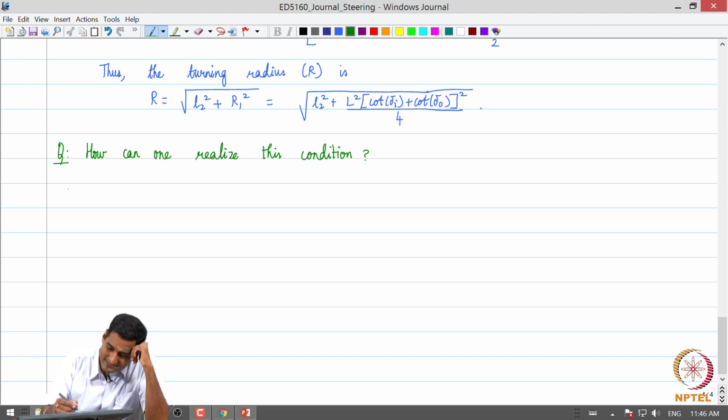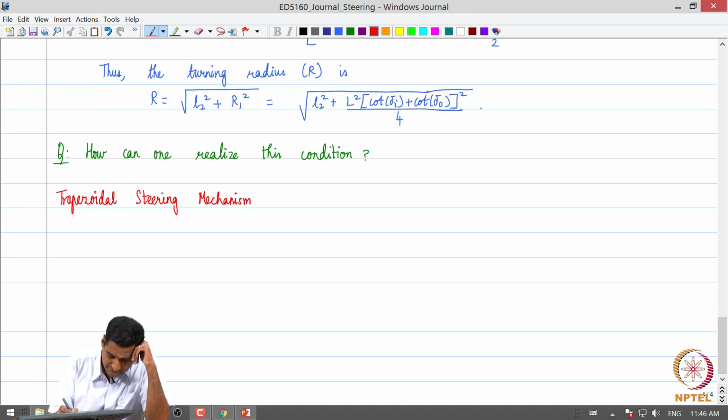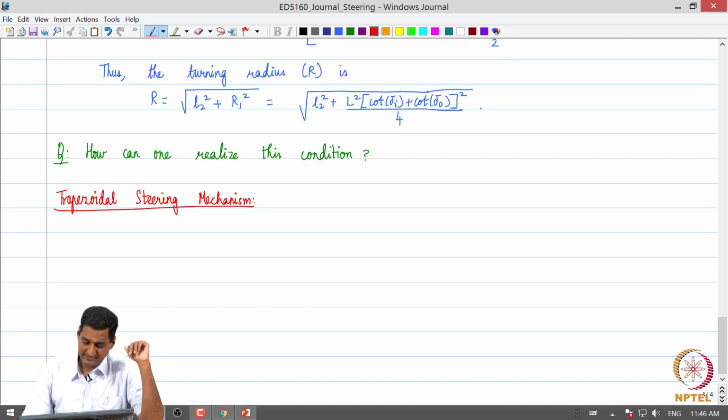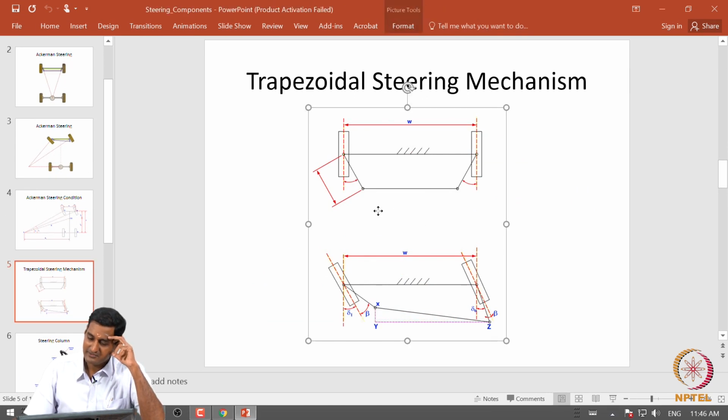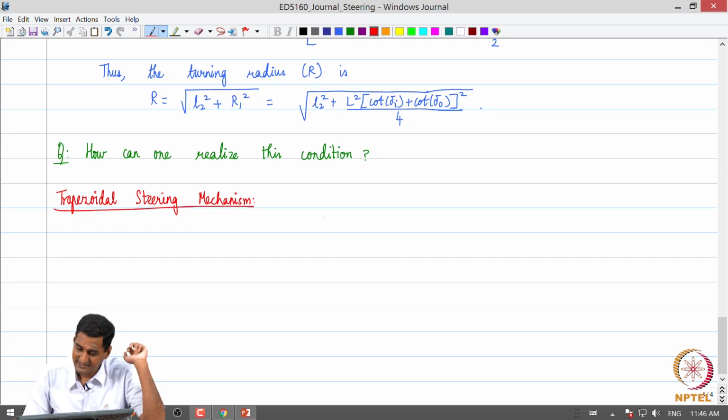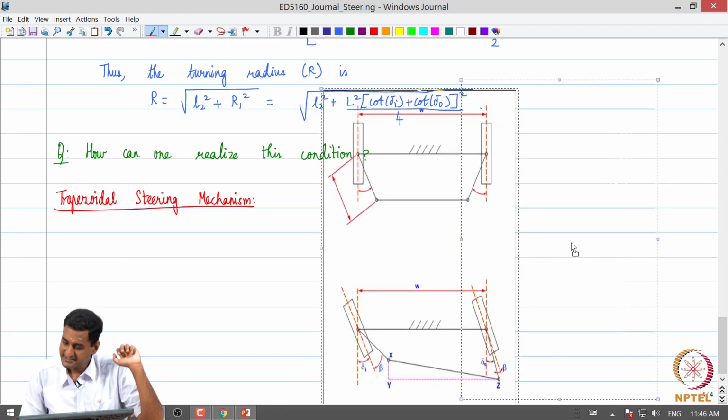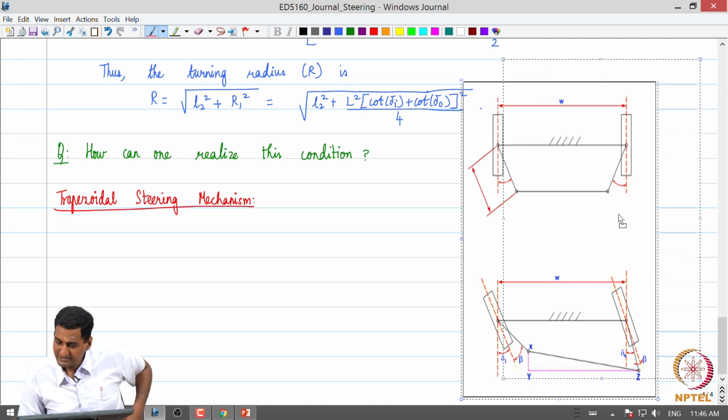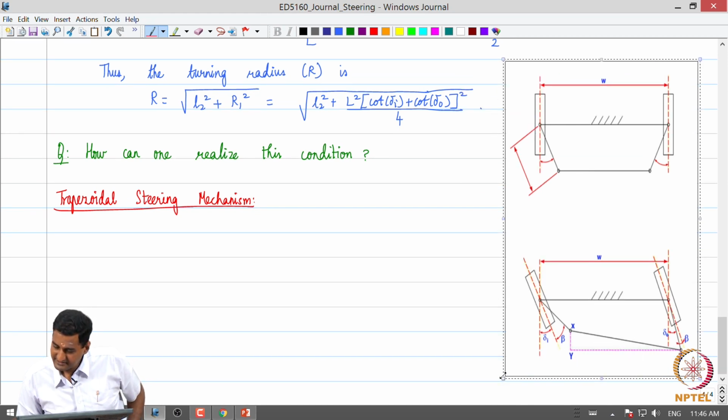So, for this let us look at a trapezoidal steering mechanism, and look at how well this is achievable. Let us consider a simple schematic of this trapezoidal steering mechanism. Let me put it here and let us expand it.